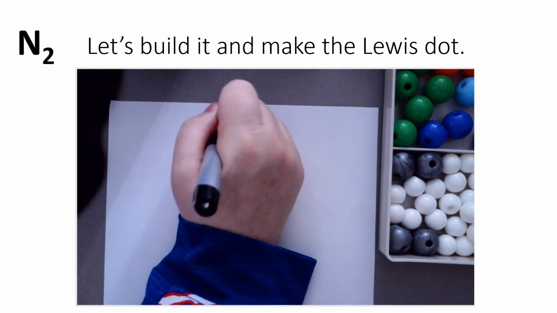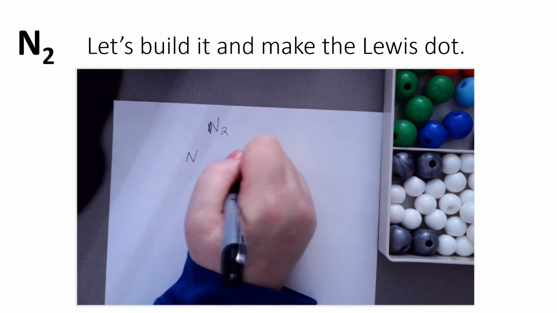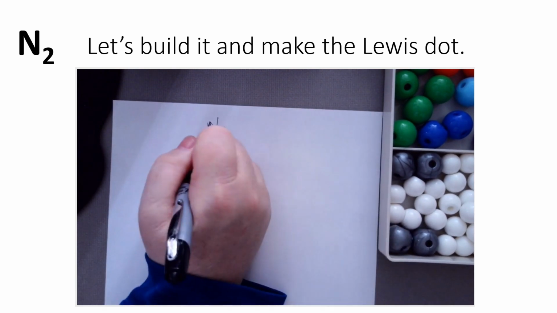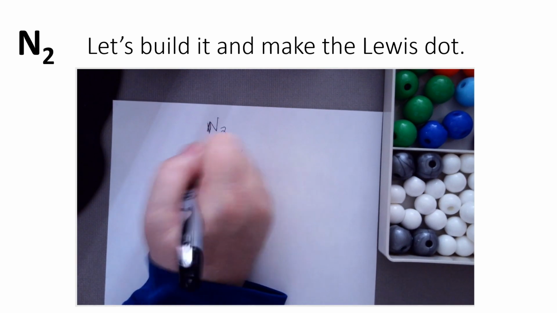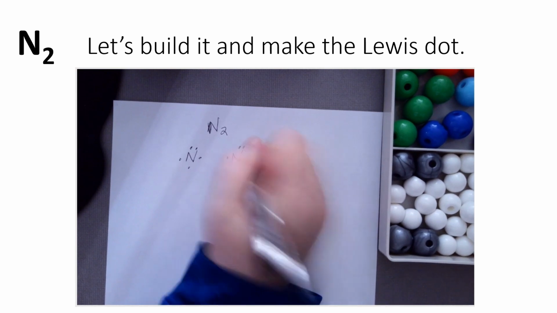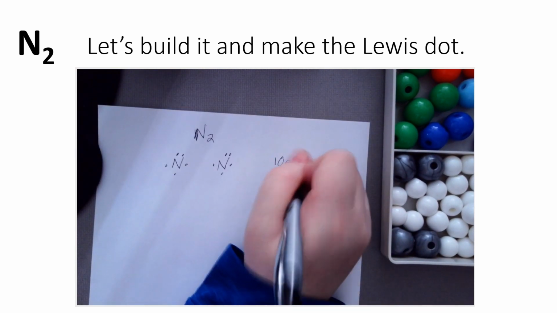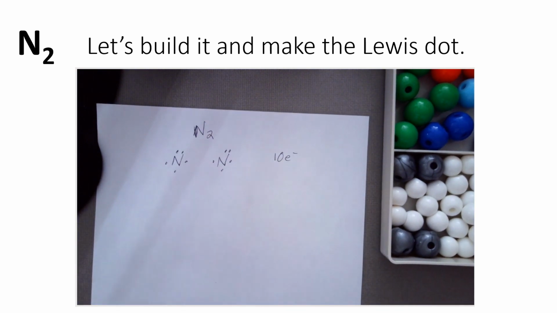We are on to N2. All right, so we have an N and an N. You look it up on the periodic table. Each nitrogen has 5 valence electrons. So it looks like this, right? So that gives me 10 total electrons, 5 plus 5. So however I draw my answer at the end, I can't have more than 10.